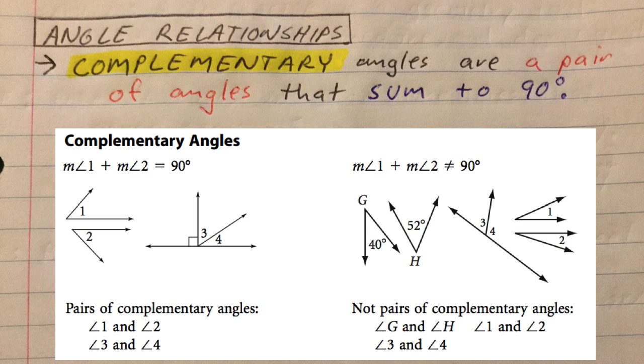Next, we want to talk about complementary angles. Complementary angles are any angles that add up to 90 degrees. So here we have some examples and also some non-examples. Look to the left side for the examples. We see 1 and 2 would be complementary, and 3 and 4 would also be complementary.